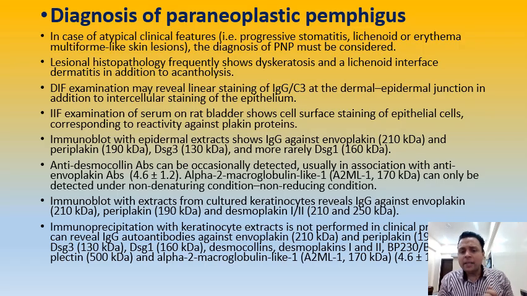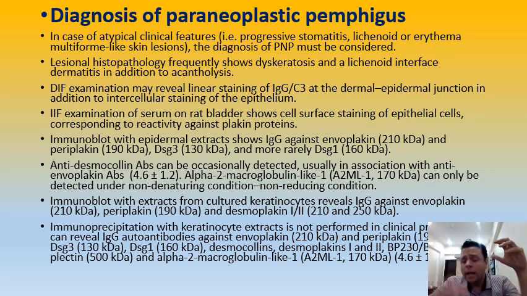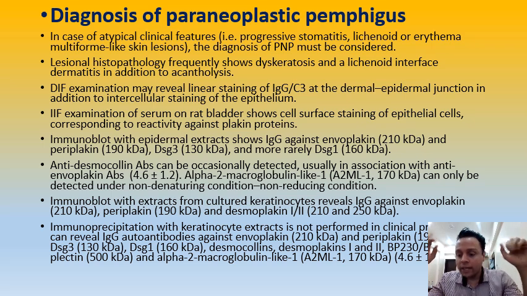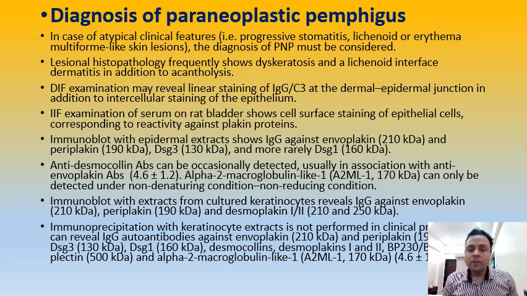Diagnosis of paraneoplastic pemphigus: there are various criteria for diagnosis. It is not that difficult, but sometimes it can be enigmatic. I told you there will be a polymorphic lesion and recalcitrant stomatitis. There can be lichenoid lesions or erythema multiforme-like lesions. Whenever you see polymorphic lesions in a patient, with blisters and lichen planus-like lichenoid lesions, and there is a recalcitrant stomatitis, very pathognomonic of PNP, then you have to consider PNP.